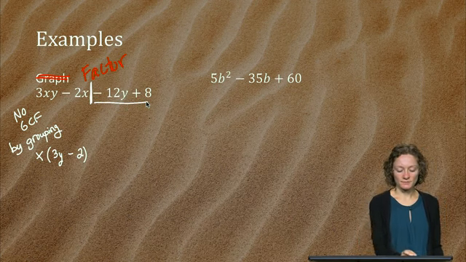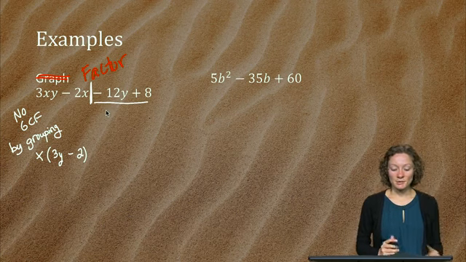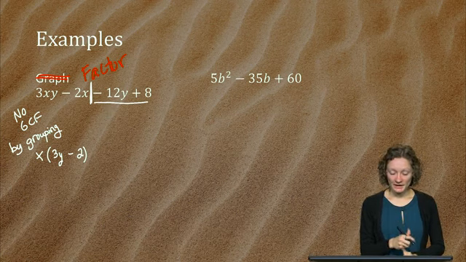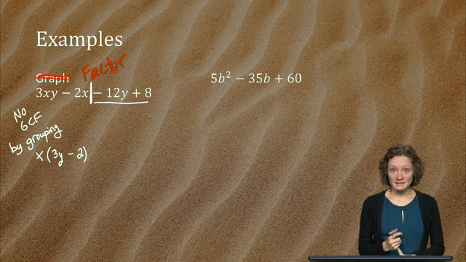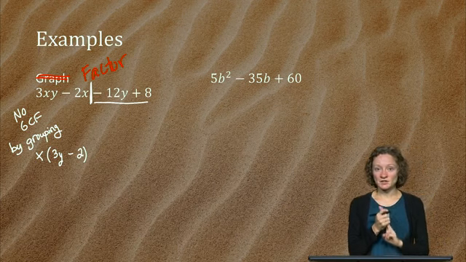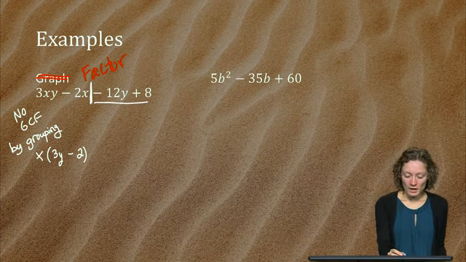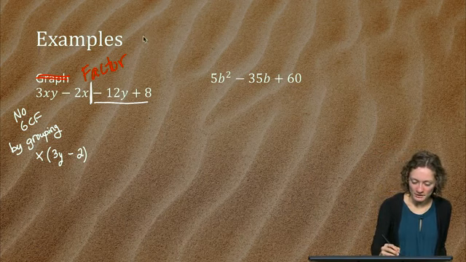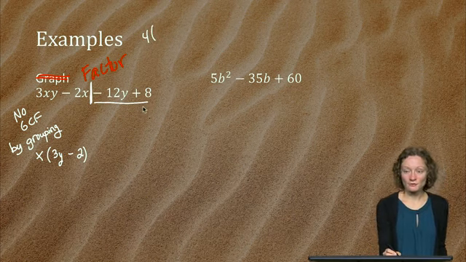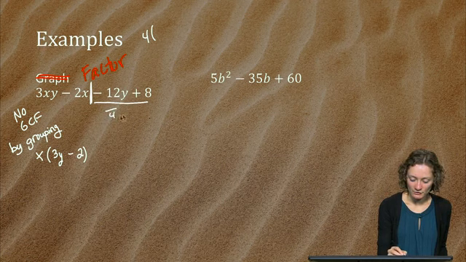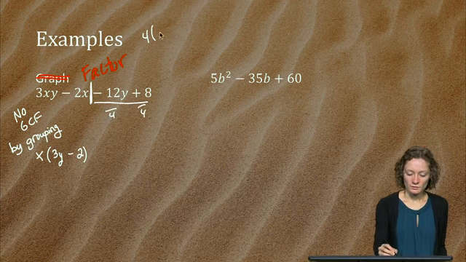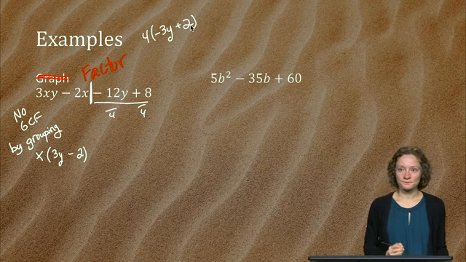Okay? Then we look at the last 2 terms. Do the same thing. Ignore the beginning. What do these last 2 terms have in common? You might say a 2. They're both even. And that's true, but you want to take out the biggest thing they have in common. So not only a 2, but a 4. You can take out a 4 from this problem. Let me show you what that would look like. If we took out a 4 from this, now you're dividing by 4, you're left with negative 3y plus 2.